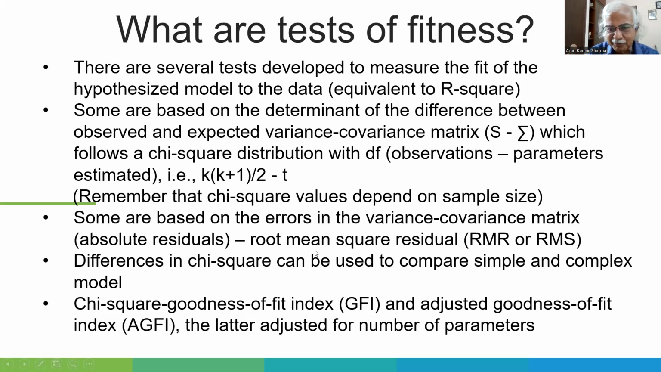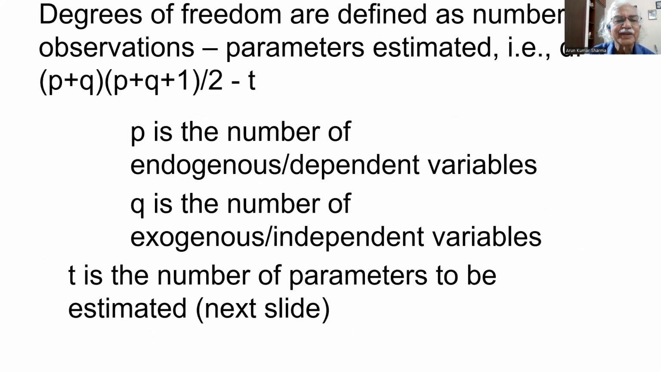So there are three types of measures: simply chi-square, root mean square residuals, and chi-square goodness of fit indices. Three types of measures. There are so many indices in each of these categories, which you will get from the application of SEM. Friends, degrees of freedom is this.